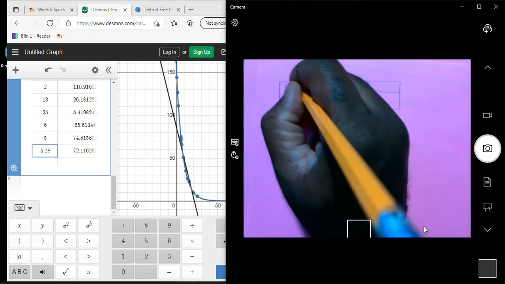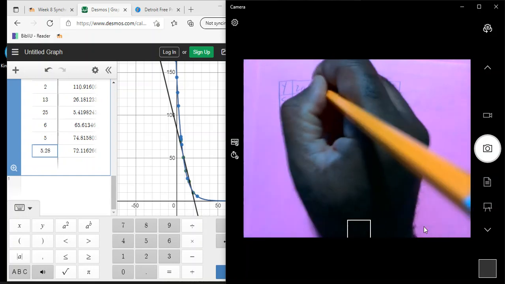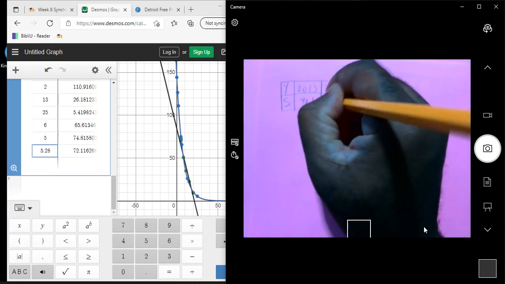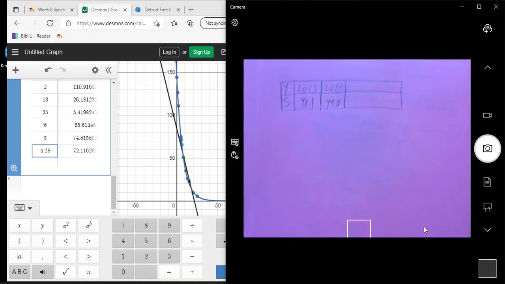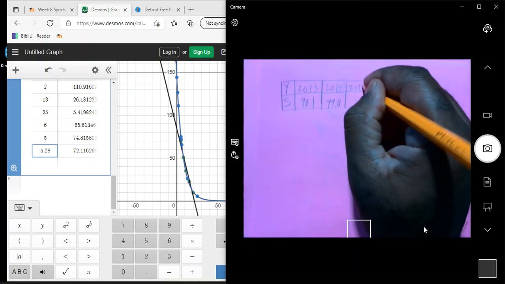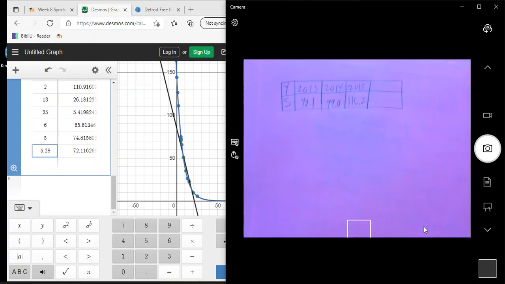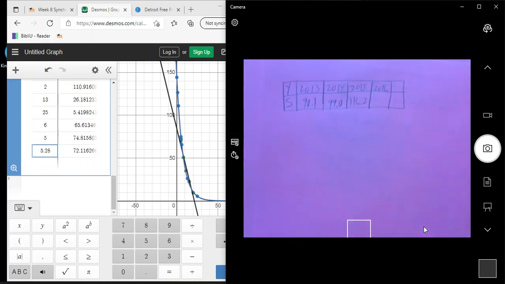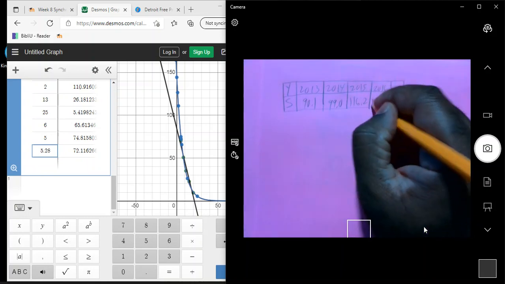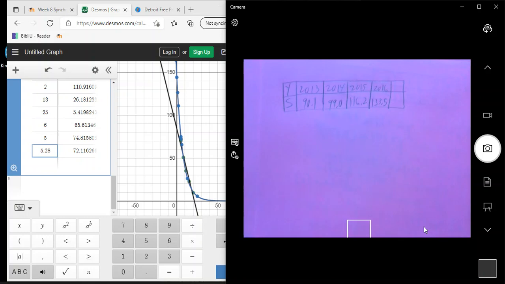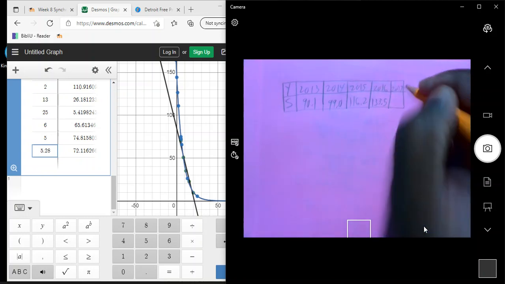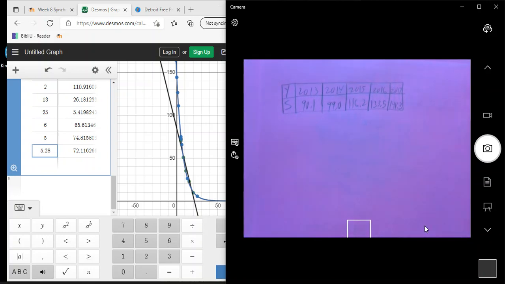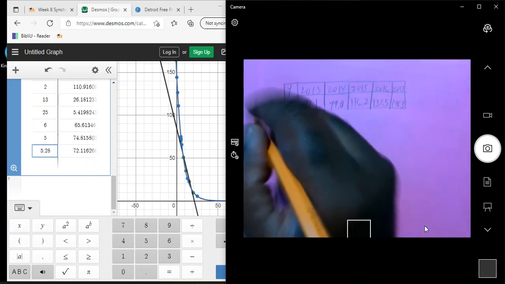So we had 2013 is 90.1. 2014 is 99.0. 2015 is 116.2. 2016 is 133.5, and then 2017 is 148.3. Okay, so now this will be 4A.